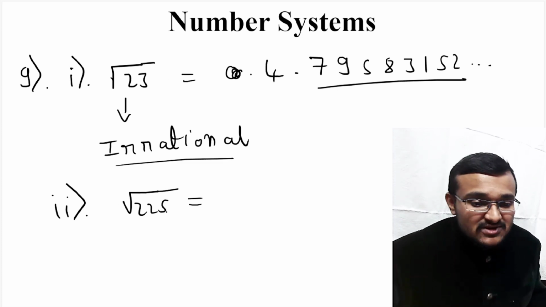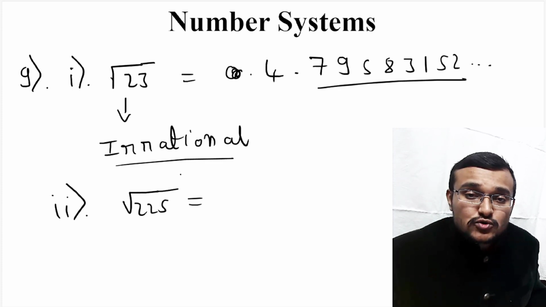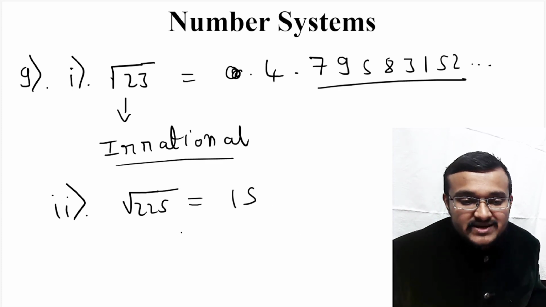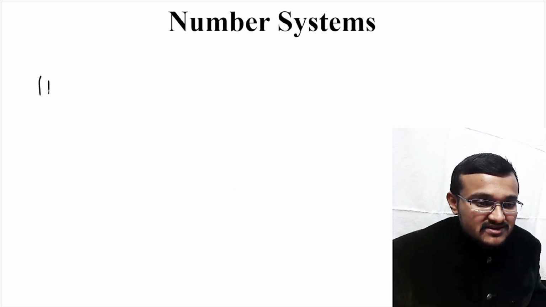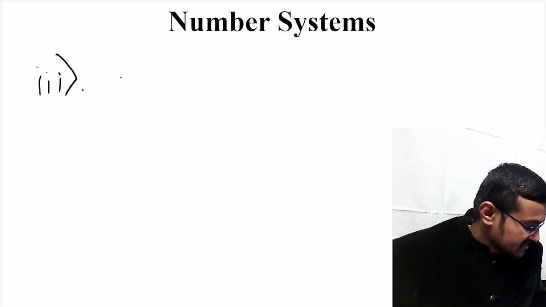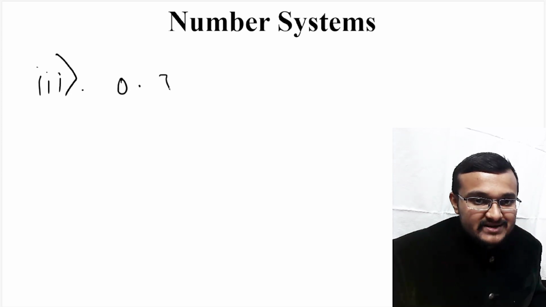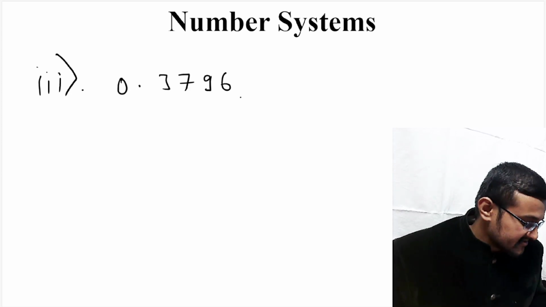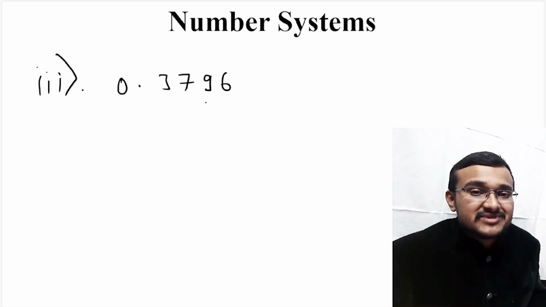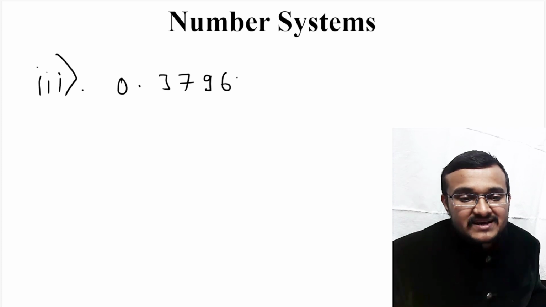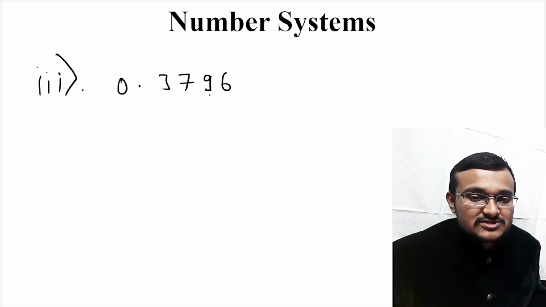So coming to the second question in this 9th question, here you have root 225. So when you do root 225, you will get 15 as your answer. So that means this particular number is a rational number. So now coming to the third question in this particular 9th question, here you have 0.3796. So there is no recurring numbers after decimal point, but this particular decimal is a terminating decimal form. So that means it is terminating after a value, there is no continuation.